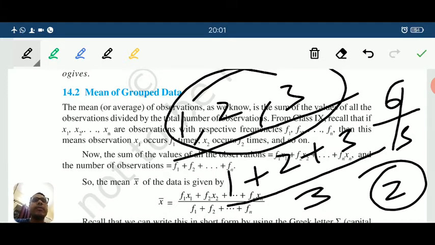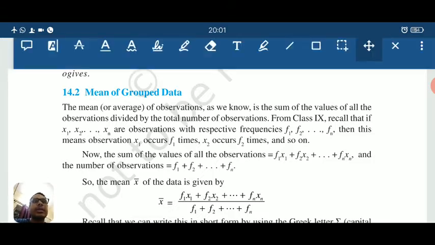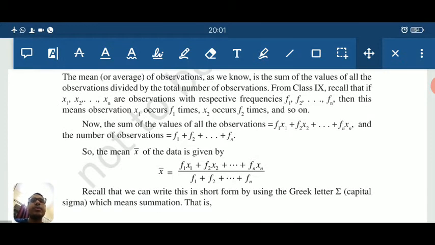A little more defined way of finding the mean of grouped data follows as given in these steps. In this class, the sum of the values of all the observations divided by the total number of observations will give you the mean or average of the observations. So let us recall it.